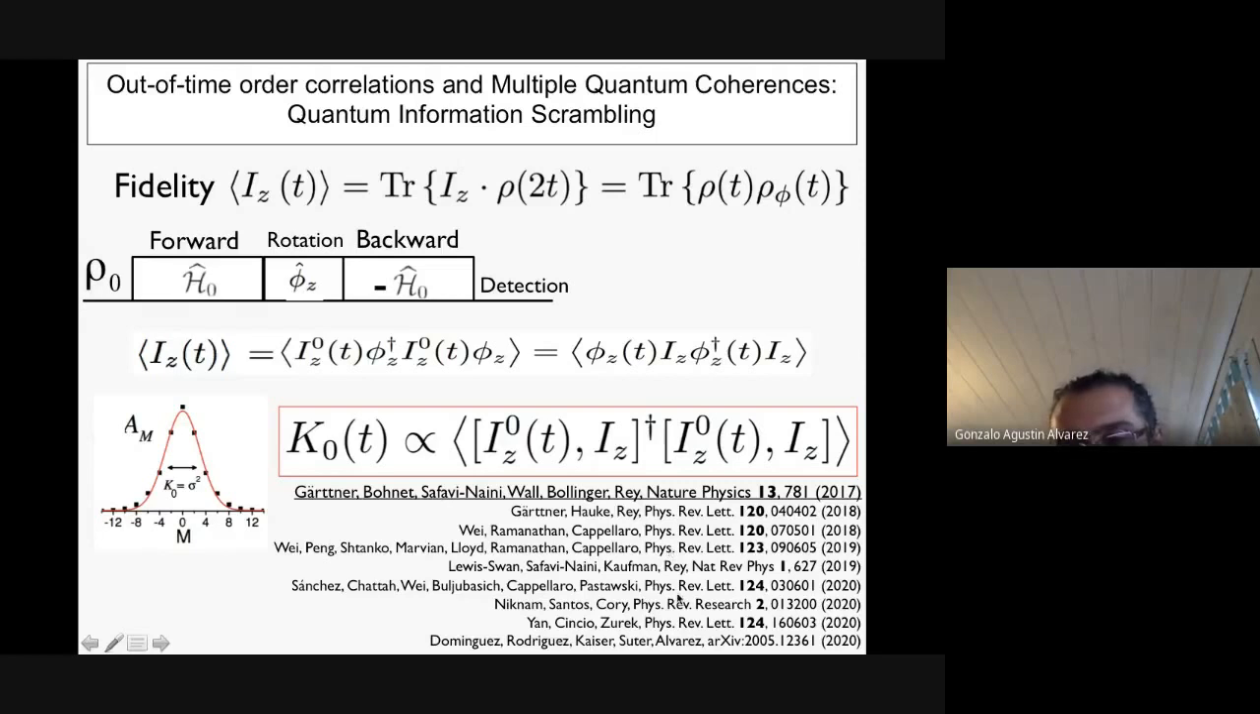So in all the papers that I am showing here, I started to use this multiple quantum coherence to study quantum information scrambling and see how this information is scrambled in the system.